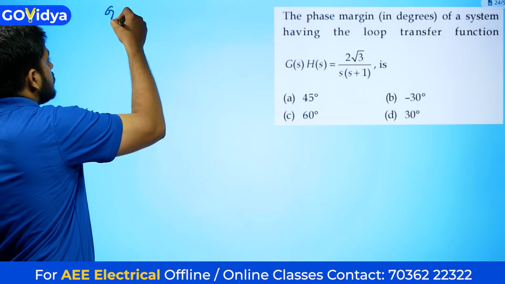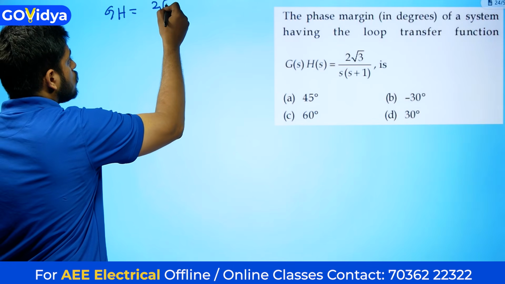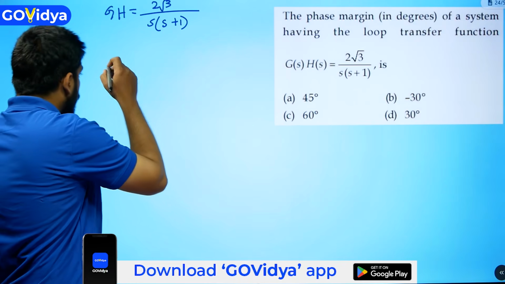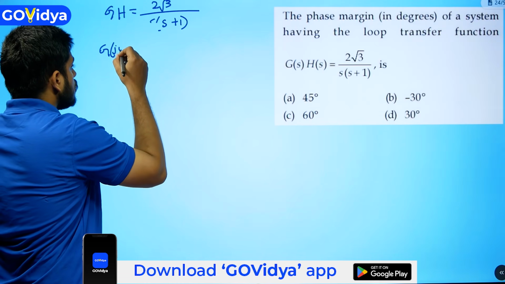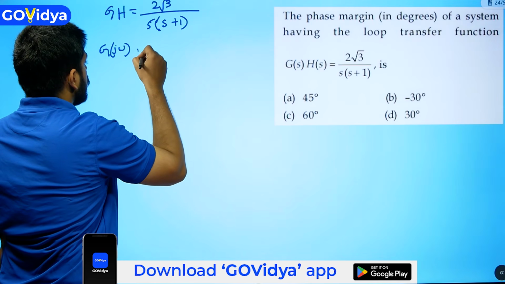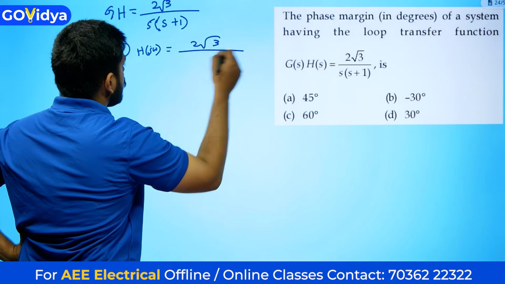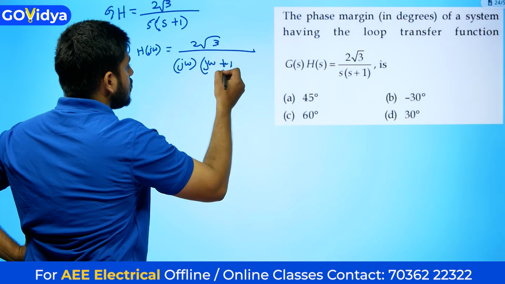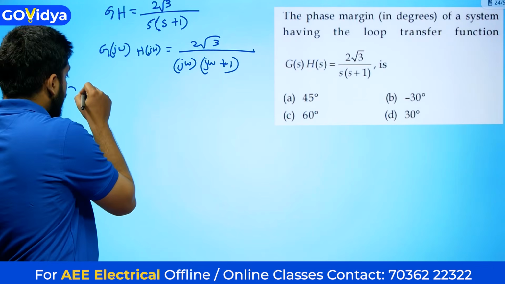Firstly, given GH, I'm writing the simplified version. GH is equal to 2 root 3 by S of S plus 1. Let us find the mod of this. Let us substitute s = j omega: G of j omega H of j omega is equal to 2 root 3 by j omega into j omega plus 1. So this is my first step. Next step, I'll take the magnitude.